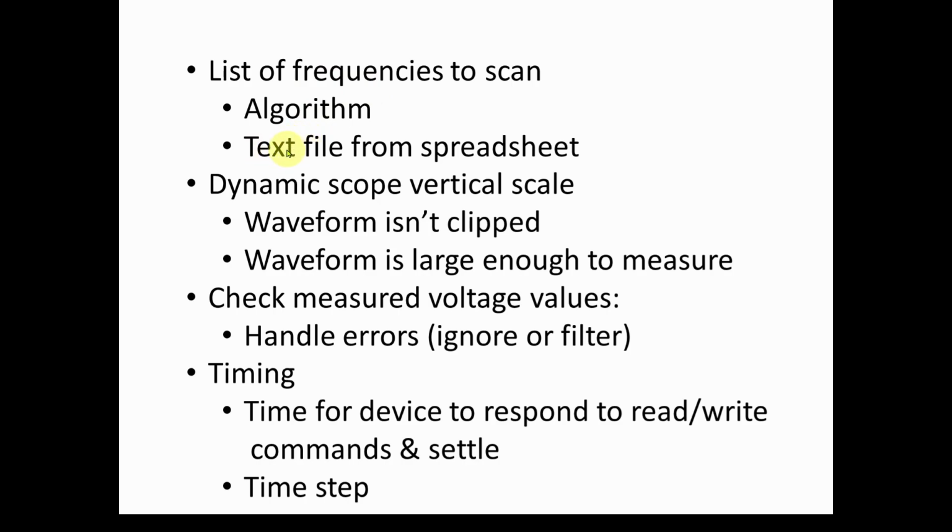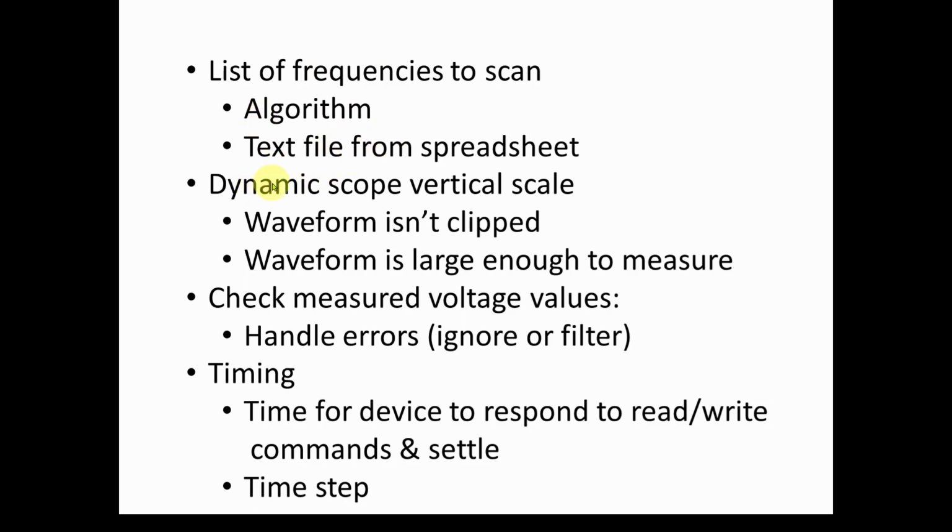So what we're going to do here is generate a text file from a spreadsheet like Excel or OpenOffice, whatever, and we're going to manually enter the frequencies. Again, very easy to do and very easy to customize. We just save it as a text file that we're going to import into our application.